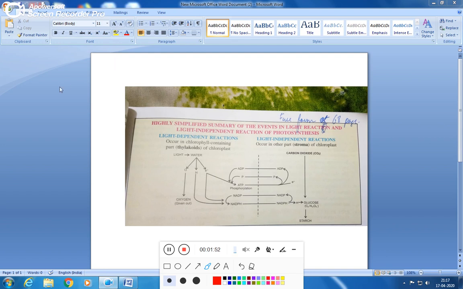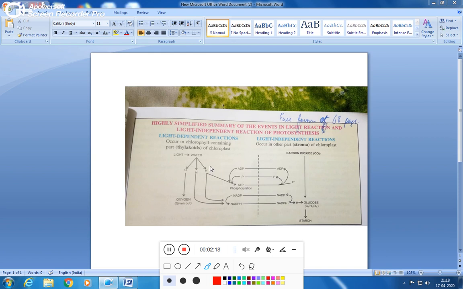Then this energy is utilized to split the water molecule. The water molecule gets split. Here a molecule of oxygen is formed, which is given out from the plants, and hydrogen is also there, and electrons are also given out.